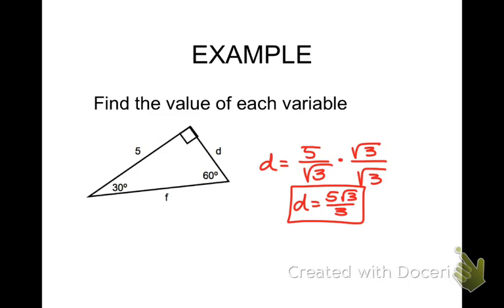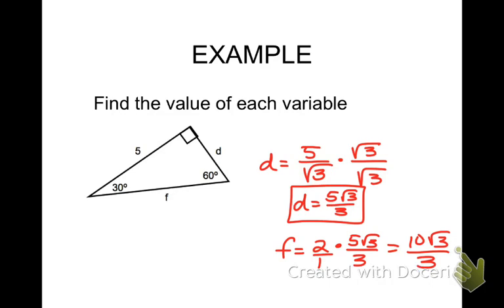Yep. So now to go from short leg to hypotenuse, all I need to do is multiply this by 2. So it would be 2 times 5 square root 3 over 3. Which really, if you think about it, 2 is the same as 2 over 1. So don't multiply both the 5 and the 3 by 2. Only multiply the 5 by 2. So it would be 10 square root 3 over 3 for your D.